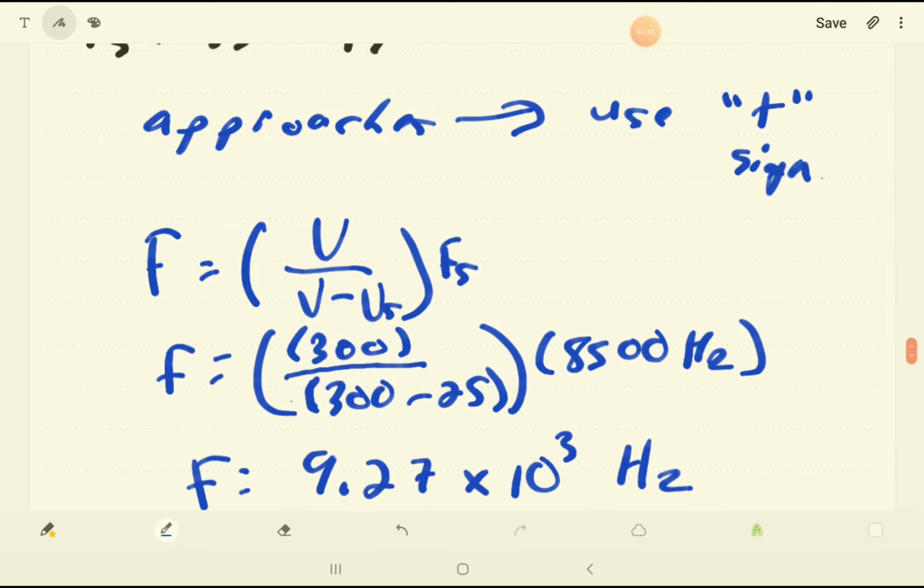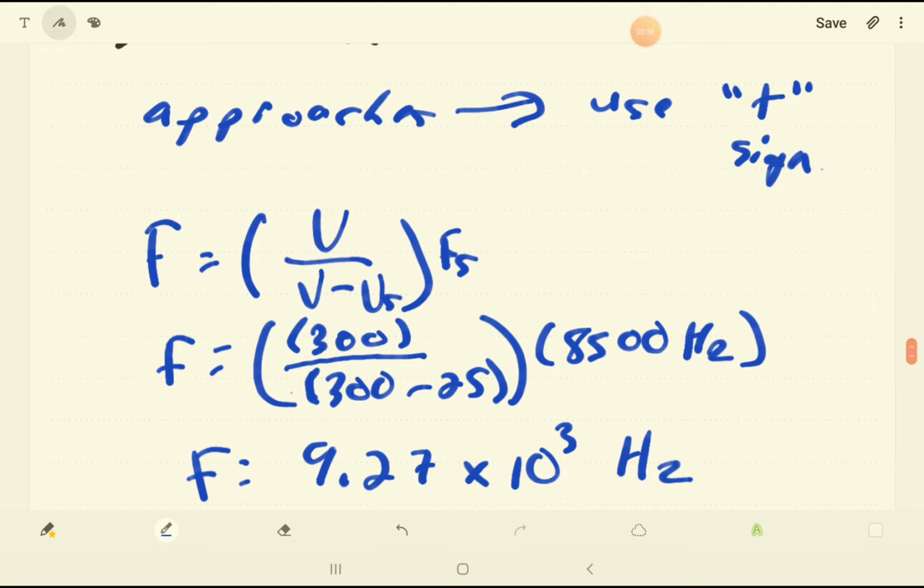So again, I said use the plus sign. I meant use the minus sign. If it's going towards you, you use the minus sign. Sorry about that. That confuses you. Ignore the first part of the video. We use the minus sign.